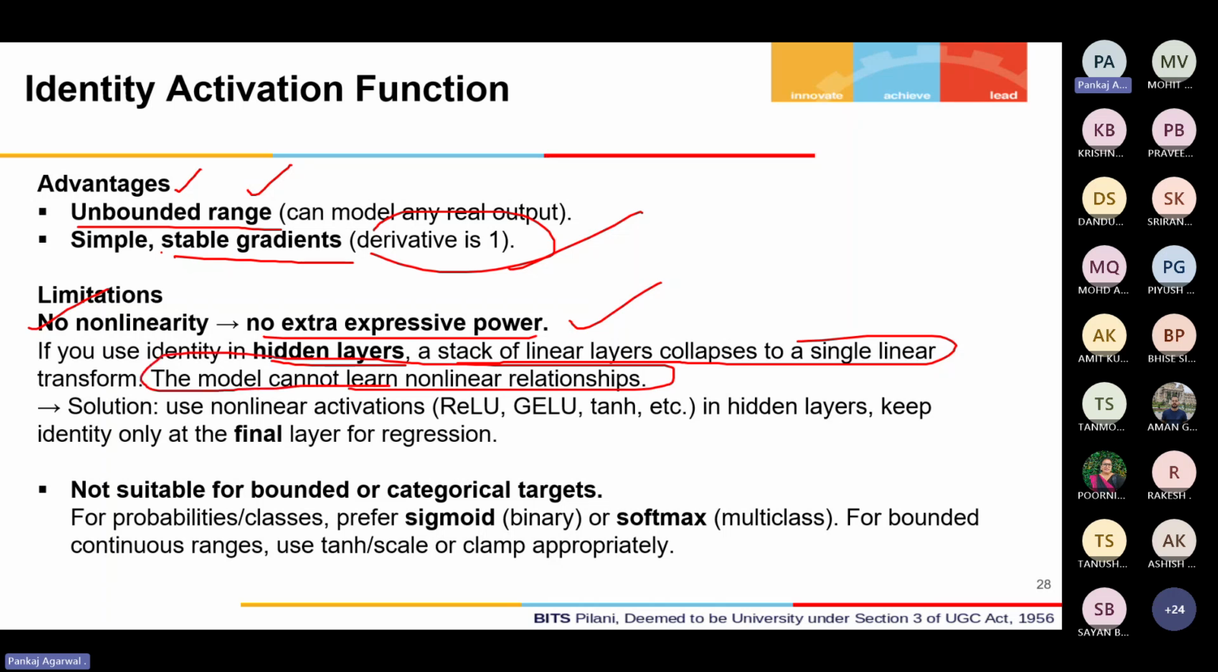So this is one of the limitations, and that's the reason why we would also move from the identity function to the use of sigmoid or tanh or other functions, right?